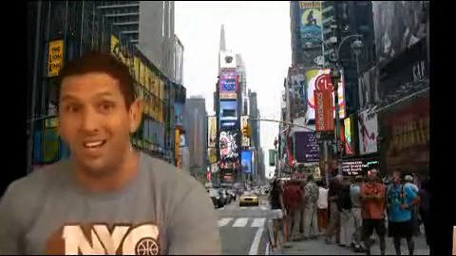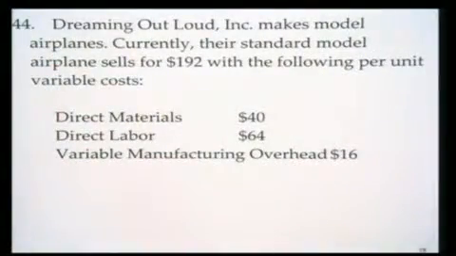All right. So, you guys ready for it? Sell versus process further. All right. Dreaming Out Loud Incorporated makes model airplanes. Currently, their standard model airplane sells for $192 with the following per unit variable costs.